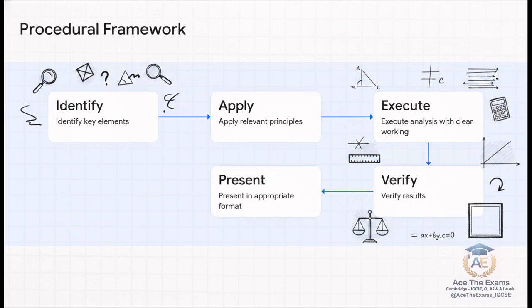Lay out your algebra neatly, line by line, no scribbling in the margins. Step 4. Verify results. Take a few seconds to check if your midpoint actually balances when plugged back into your bisector equation. And finally, Step 5. Present in format. If the question asks for the equation in the form ax plus by plus c equals 0, and you leave it as y equals mx plus c, you just threw away a completely avoidable mark. Ensure your final presentation perfectly matches the examiner's request.